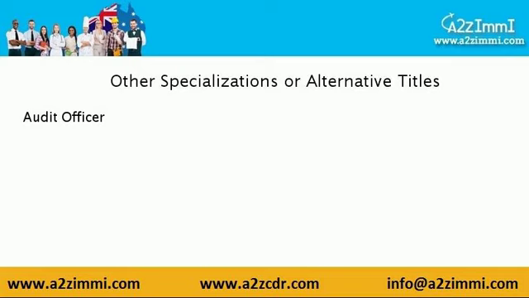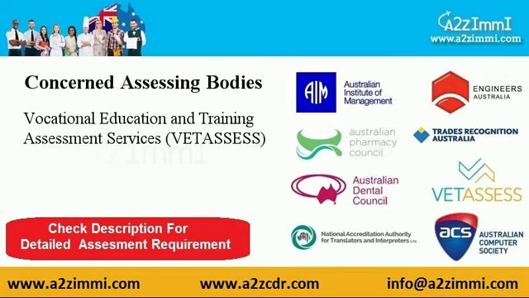The other designations through which you can apply under this unit code are Audit Officer. To file for general skilled migration under the profile of an internal auditor, you have to make your profile assessed from Vocational Education and Training Assessment Services, VETASSESS. To know detailed assessment requirements, find the link given in the video description.